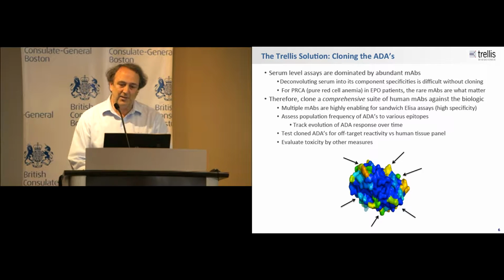So Trellis' solution to the problem is we've got this great technology for cloning human antibodies. So let's just clone out the ADAs, and try to understand what's going on at the serum level. It's really difficult to tell the difference between an antibody of moderate affinity that's at high abundance compared to one that's of high affinity that's at low abundance. And trying to tease those out from each other is really difficult at the serum level. Cloning them should make it all a lot easier.